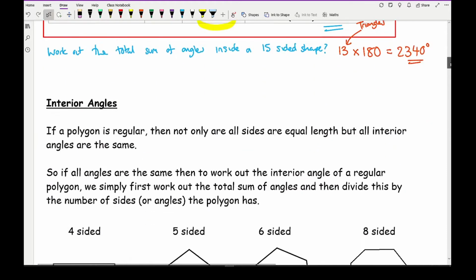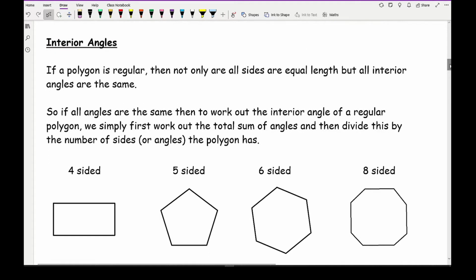2,340. Now the next thing we move on to is what we call interior angles. Now if a polygon is regular, then not only are all the sides equal length, but all interior angles are going to be the same. So if all angles are the same, then to work out the interior angle of a regular polygon, we simply first work out the total sum of angles and then divide this by the number of sides, or the number of angles, the polygon has.